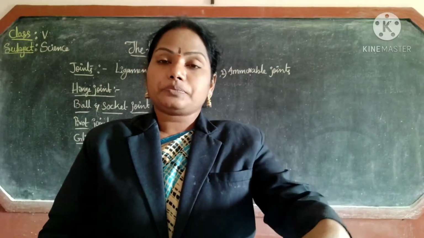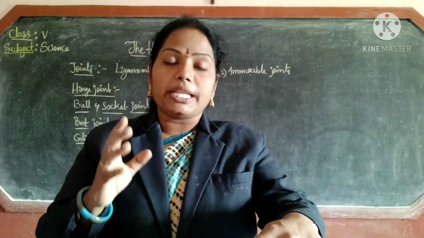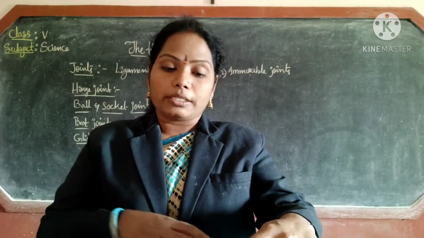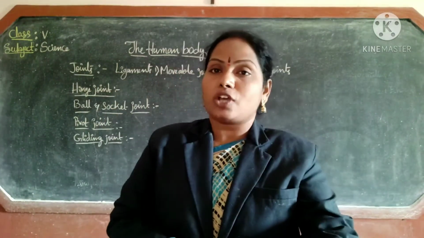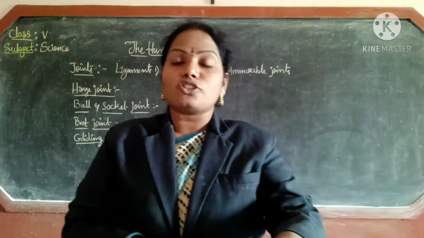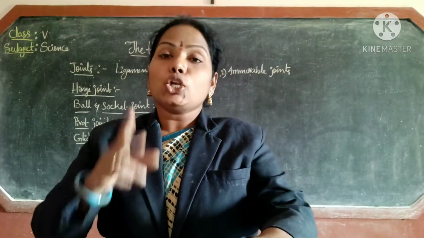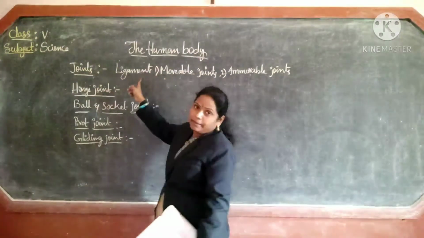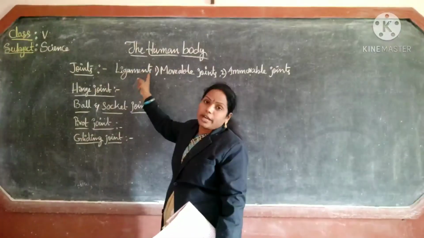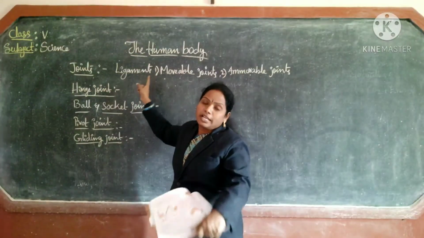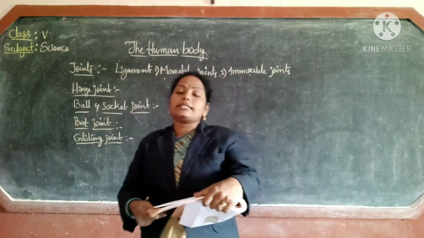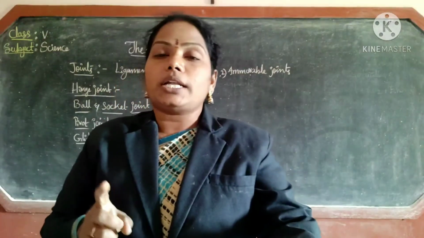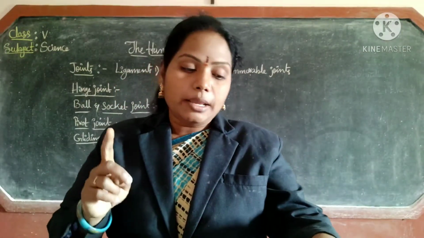What are the joints here? Some fibrous material is present in between the two bones. So here stretchy bands are there. Those stretchy bands are called ligaments. Two bones are joined together with the help of ligaments. These are strong and stretchy bands.